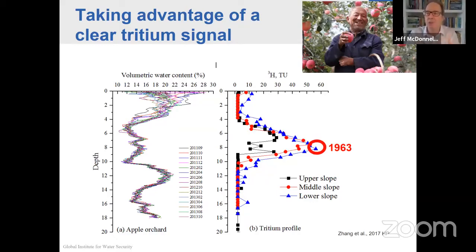Now, the reason why I'm showing you this is that the trees that are being planted, at least in this particular spot, are apple trees. And these apple trees put down roots deeper than 8 meters. They put down roots all the way through that beautiful profile of soil water tritium concentration. And because of that, we can do a mixing model analysis to see how much tritium is in the apple that we pick. And we can calculate then the age of that water the tree is transpiring.